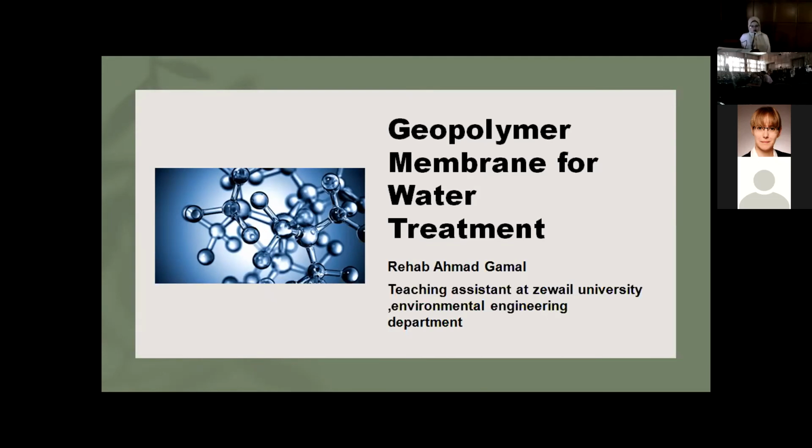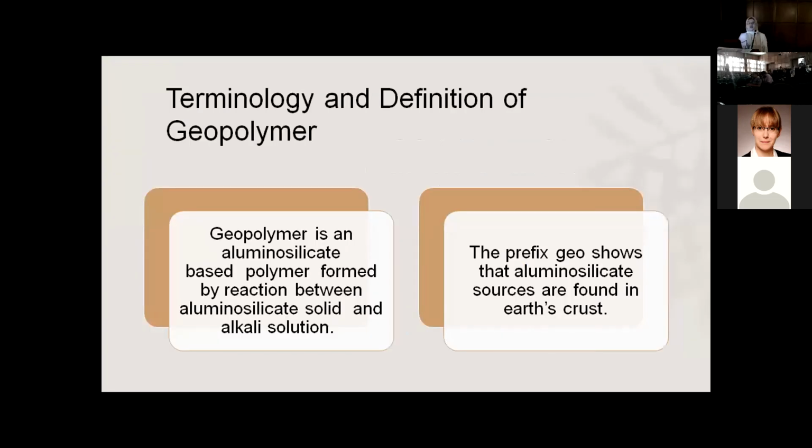I'll give you an introduction just to enlighten you about geopolymer, its preparation and applications. So, what's geopolymer? Geopolymer is an aluminosilicate-based inorganic polymer. It's formed by a heterogeneous reaction between an aluminosilicate solid source and a concentrated alkaline solution. This reaction is called geopolymerization, which is polycondensation polymerization. Note that aluminosilicate sources are the most abundant in the Earth's crust. That's why we call it geopolymer.